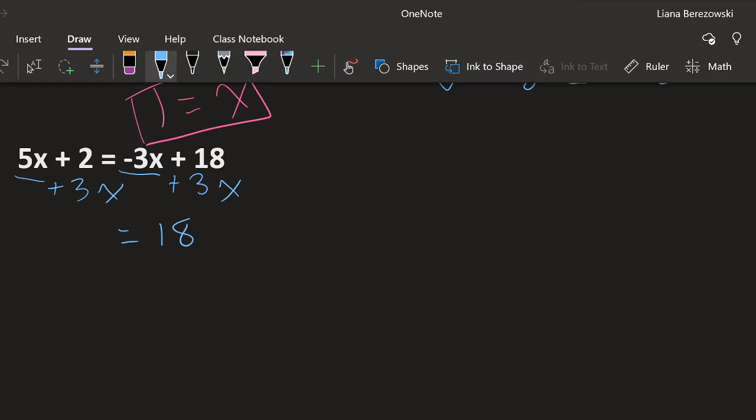So my x stays the same. I'm just adding the coefficients. So 8x, right? 5 plus 3. And then I haven't done anything with this plus 2 yet. So now my equation looks a little bit simpler. It's 8x plus 2 equals 18.